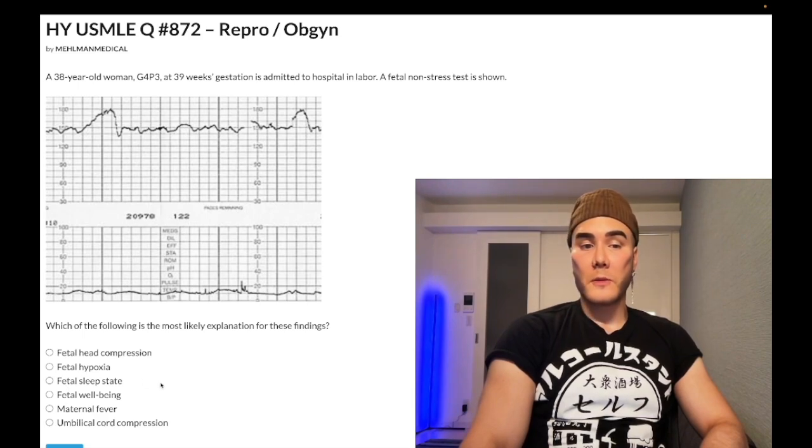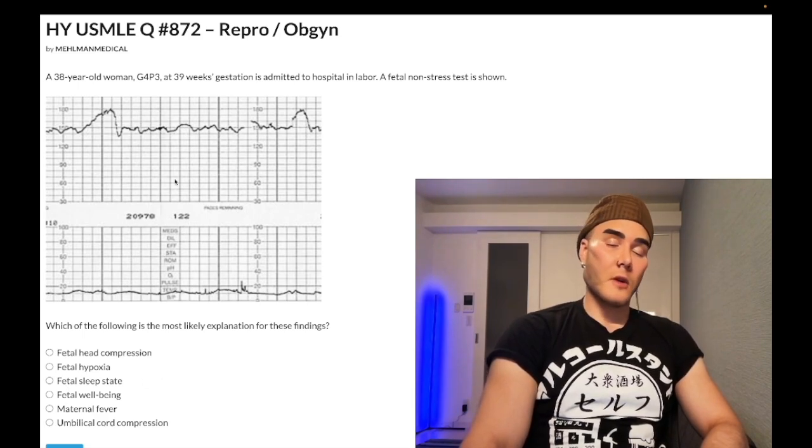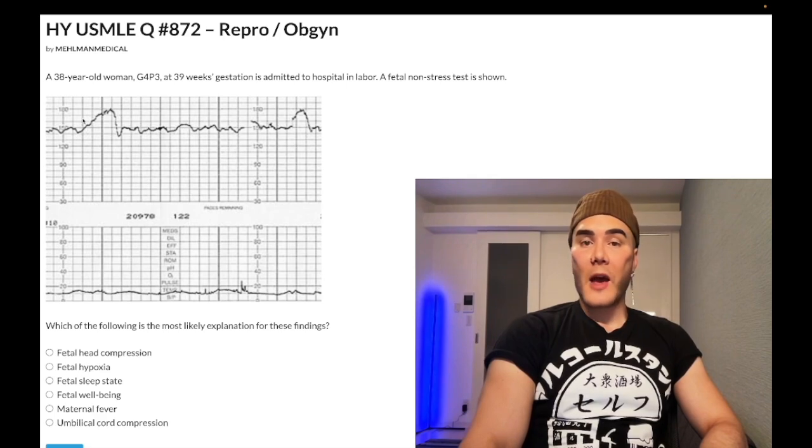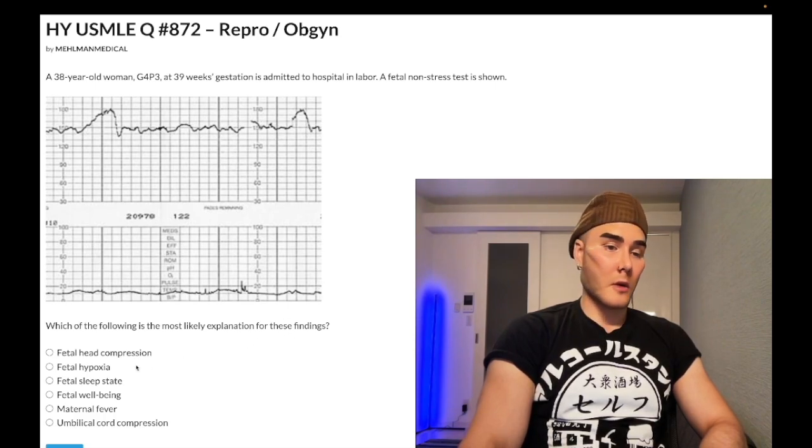Choice C, fetal sleep state, wrong answer. So with fetal sleep state, we're going to have a straight line. We're not going to see any change in the fetal heart rate, and it's going to be within the normal range of 110 to 160. Wrong answer.